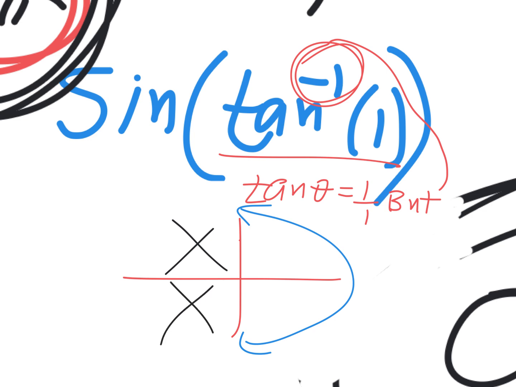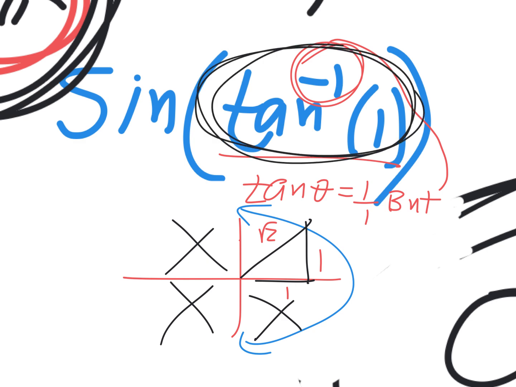Then, where is tangent positive? Up here. So it can't be there. So then tangent is 1 over 1. 1, 1. Tangent is opposite over adjacent, right? This is 1, 1, root 2. That's the 45-degree angle. So the answer is 45 or pi over 4. Now the end of the problem is you just figured this out, and this was pi over 4.